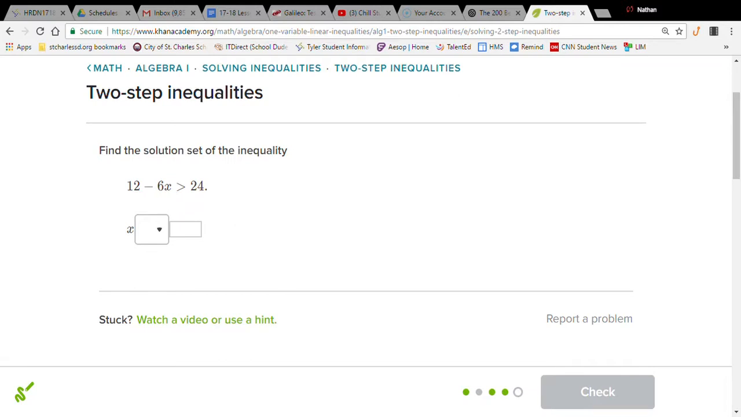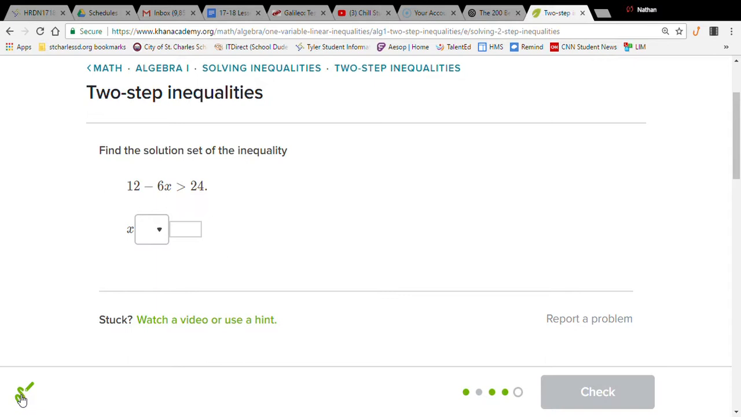Alright, let's look at the last problem set, which is two-step inequalities. Again, just like the one-step inequalities, it's just like solving an equation, except the only difference is that you have an inequality symbol instead of an equal sign. And we have to remember that rule. If we divide or multiply by a negative, we have to flip the symbol, which I think we might have to do here.